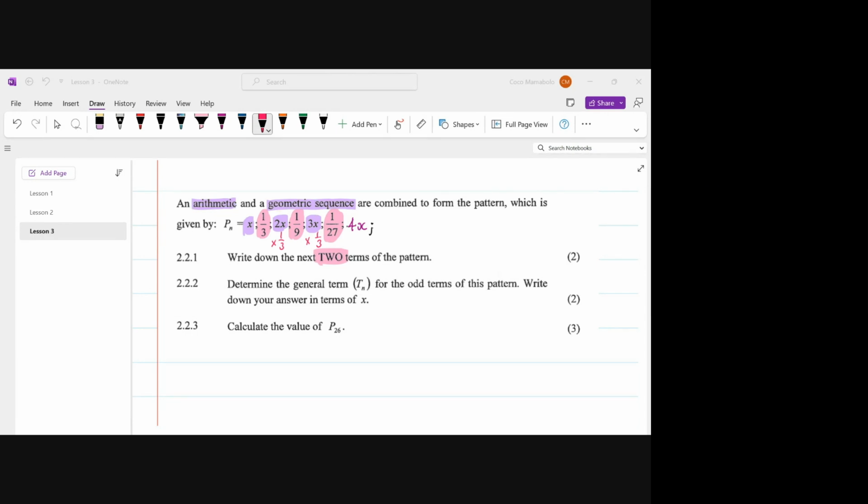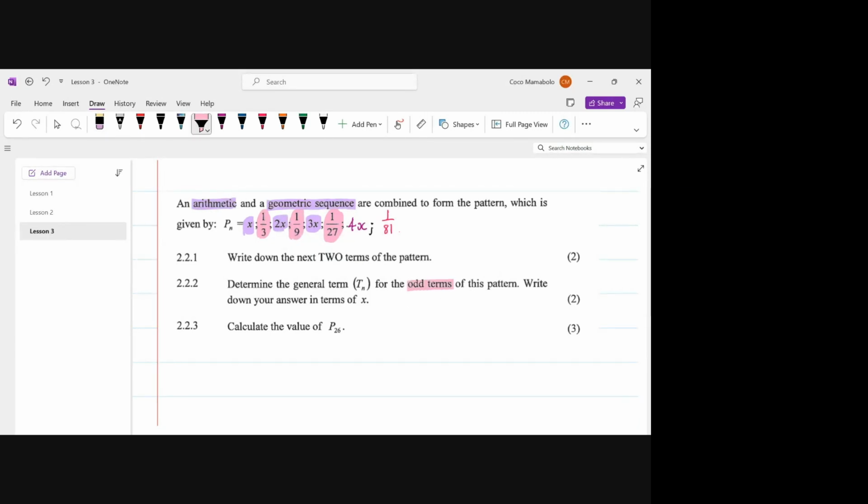One over 81. And I assume that's what you meant, Asanda, rather than 31. We meant 1 over 81. Right. So we'd multiply by 1/3, and we should get 1 over 81 as an answer. Okay. Then the next question says, determine the general term for the odd terms of the sequence.